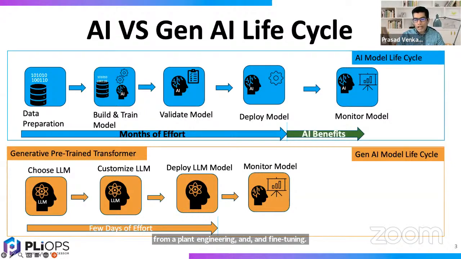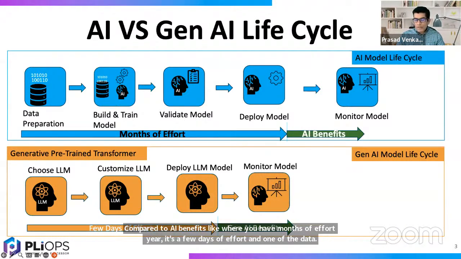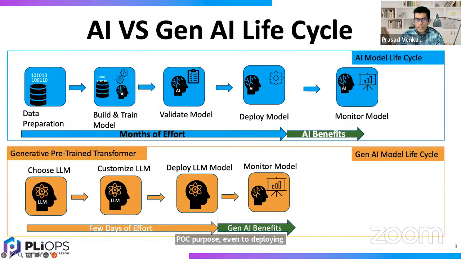Then you deploy the model, and there's the usual process of monitoring the model, so that if there is any model drift, or deviation in accuracy or recall, you go and identify that. So the generative AI benefits will kick in, compared to AI benefits where you have months of effort. Here, it's a few days of effort. One recent survey report from Datadog said some companies have brought up Gen AI not just for POC purposes, but even deployed into production within a week. You can see how businesses are seeing the benefits of using generative AI within weeks of effort.